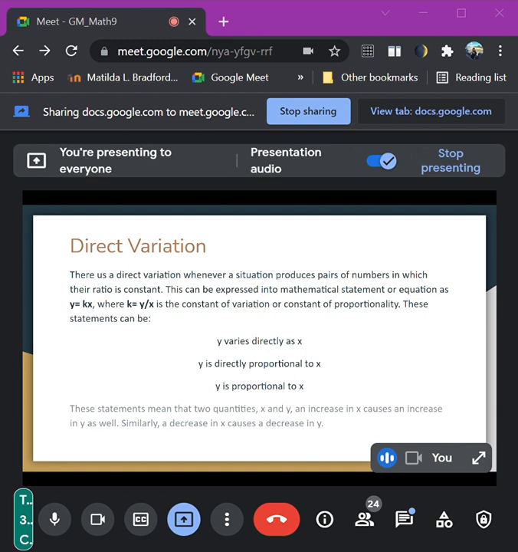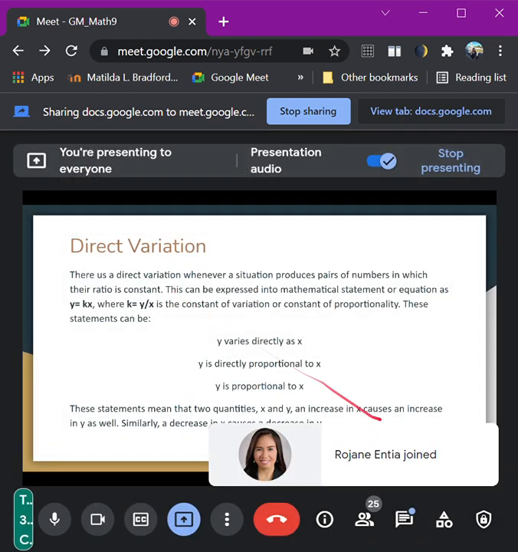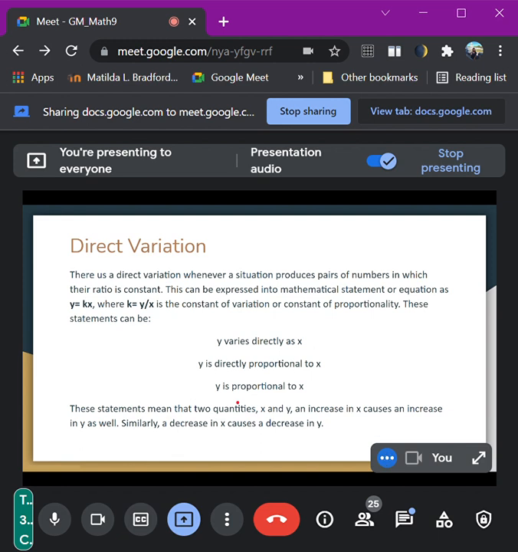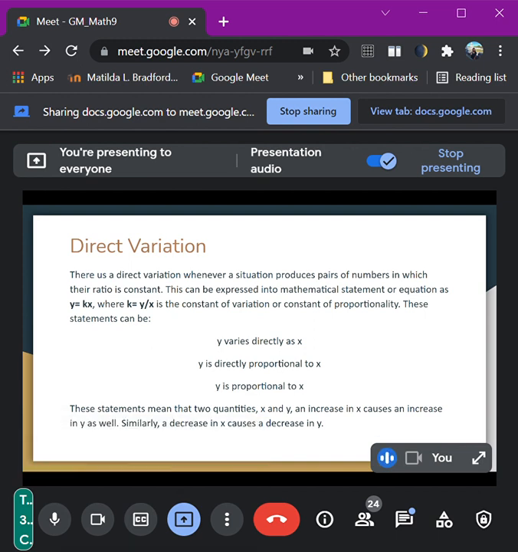Now, these statements mean that for two quantities, x and y, an increase in x also causes an increase in y. So, if x increases, y also increases. Similarly, a decrease in x causes a decrease in y as well. Meaning to say, they move together: if x goes up, y goes up; if x goes down, y goes down. That is what we mean by direct variation.